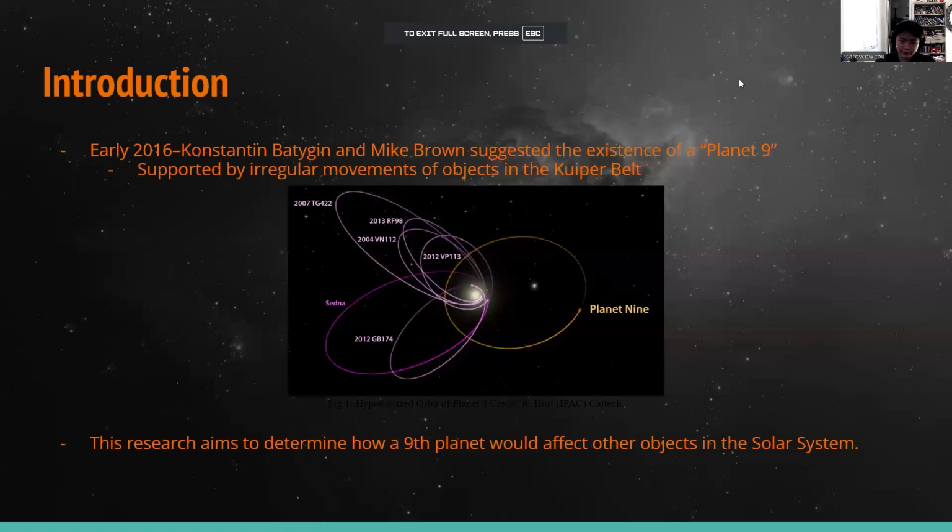So here's a quick introduction. In early 2016, these two researchers suggested the existence of a Planet 9, and they supported their hypothesis with the irregular movements of objects in the Kuiper Belt. They said if there's a Planet 9 like this, then it would explain all of these strange movements that we're seeing in the Kuiper Belt. I saw this and wanted to do research not on if Planet 9 existed, but instead on how Planet 9 would affect the other objects in the solar system.